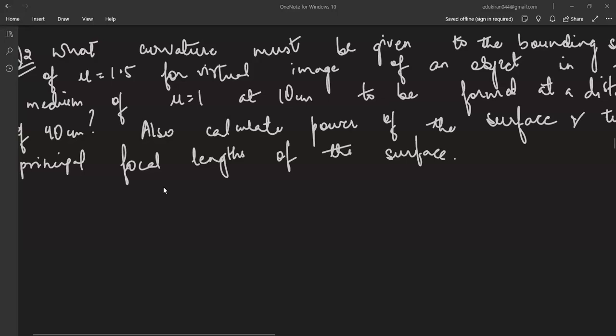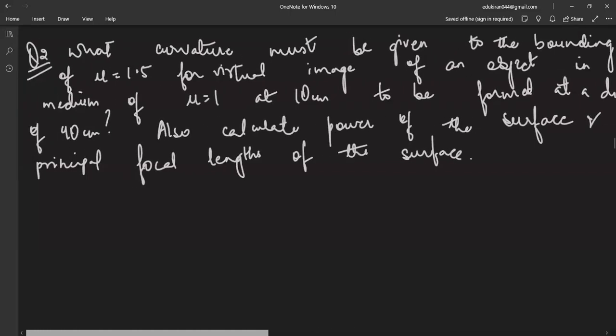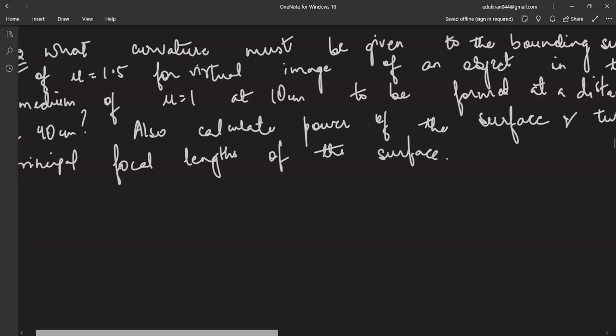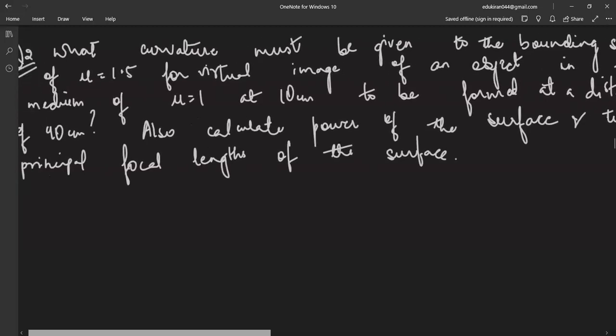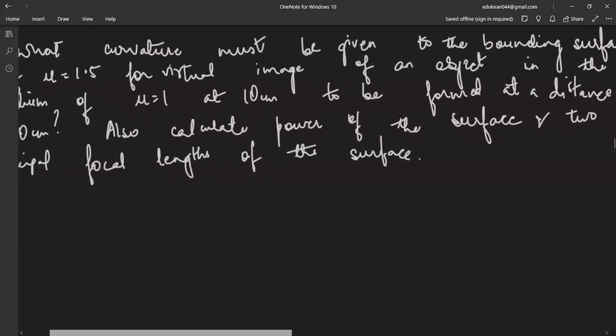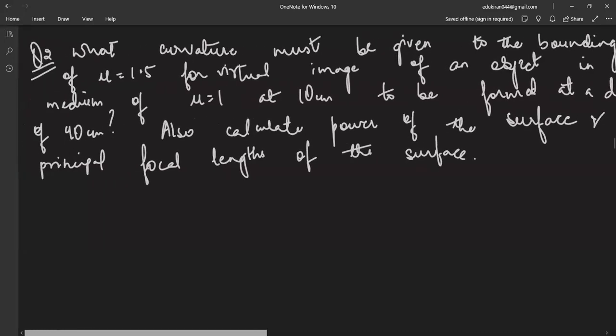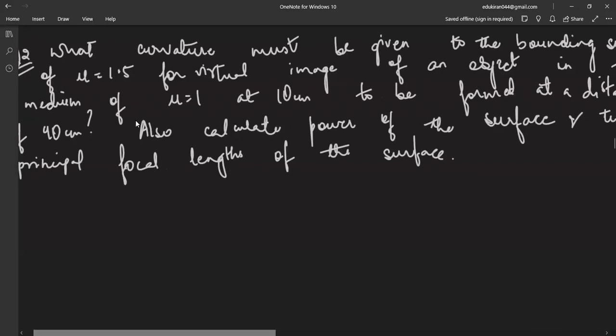Yes, class. See, this question says here you have to find the power also, power and focal length. I hope you have tried this, written at least. Mu is given as 1.5, 1 at 10 centimeter. Let me read the question. What curvature must be given to the bounding surface of refractive index 1.5 for a virtual image of an object in the medium of mu is equal to 1 at 10 centimeter to be formed at a distance of 40 centimeter. Also calculate the power of the surface and two principal focal lengths of the surface.